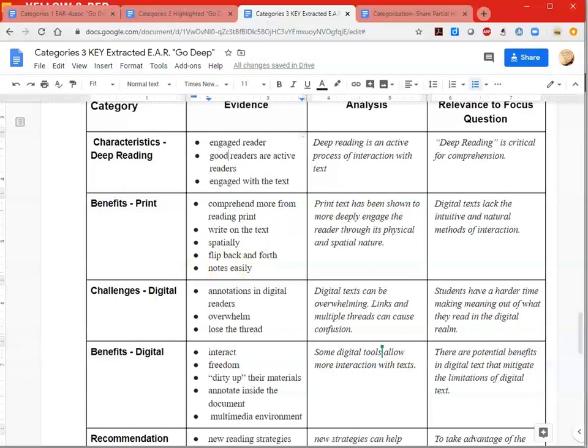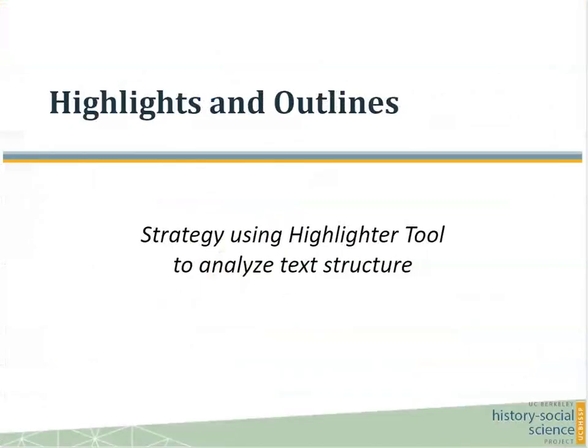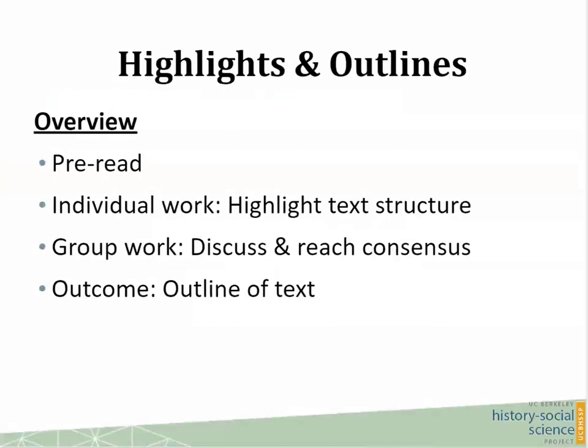What I'd like to do now is introduce another way to use the tool, because we were categorizing and extracting by color. There's another way to use the tool that takes advantage of the extract by sequence option. One example of that is to use it to analyze text structure. I call this highlights and outlines.